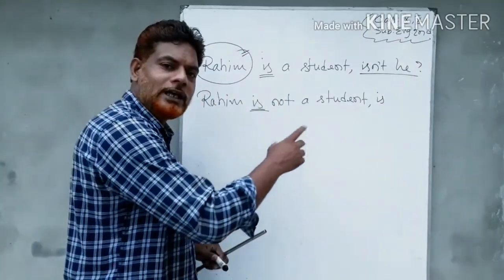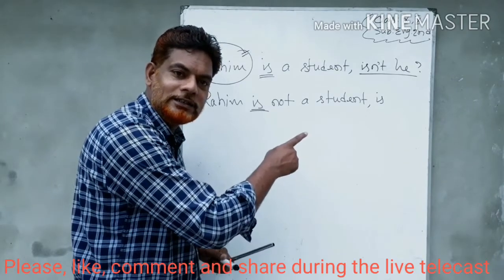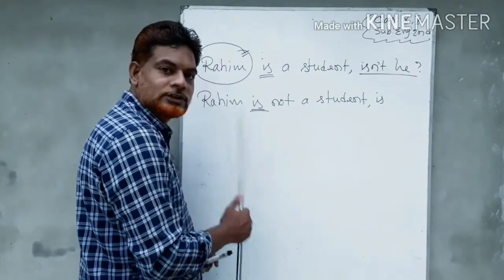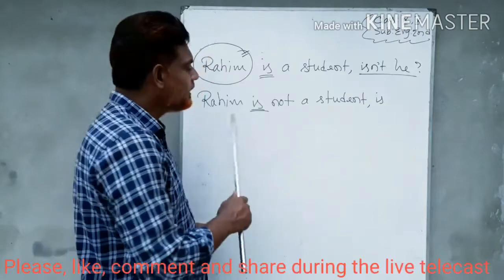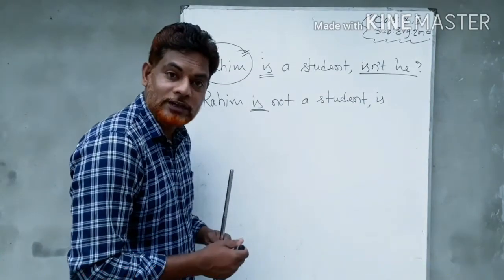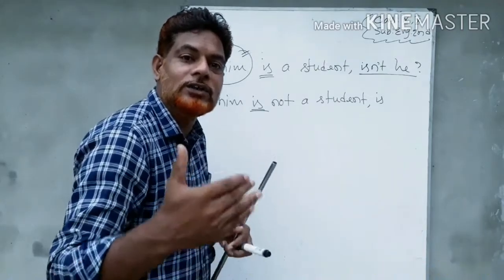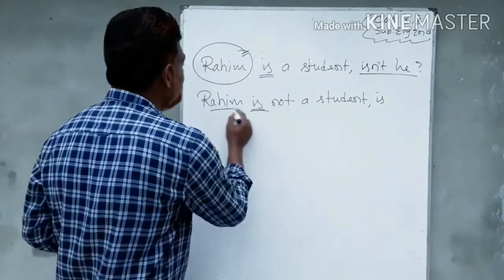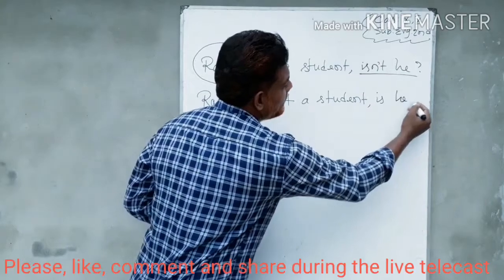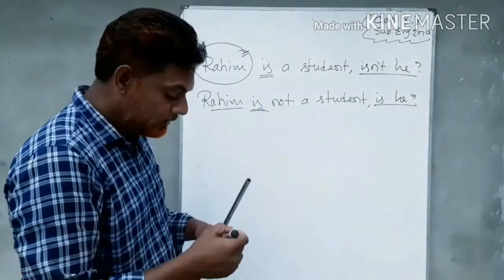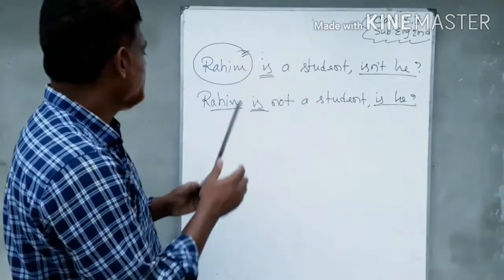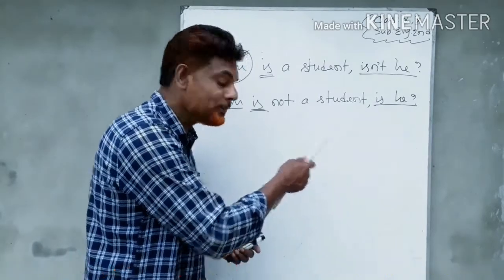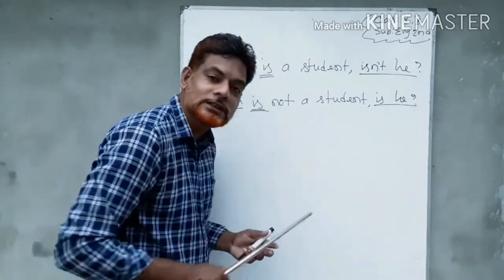Will you add n't with 'is'? No. Why not? Because this statement is negative, so the tag question will be affirmative. If the statement is negative, the tag question will be affirmative. That's why we will not add 'not' or n't with the auxiliary verb. We have to write the subject directly. The subject is Rahim, but can we use Rahim here? No, because we have to write the pronoun form. That's why I have written 'he'. So if the statement is Rahim is not a student, the tag question will be 'is he?' Rahim is not a student, is he?